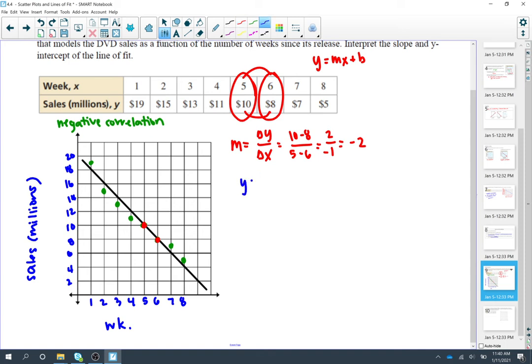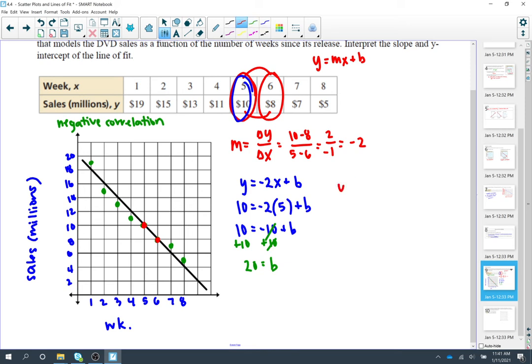Then I'm going to come back and do y equals mx plus b, which I don't know the y-intercept. In order to find that, I'm going to pick one of my points. So the point I'm going to pick is 5, 10, and I'm going to substitute it in. y is 10 equals negative 2 times x, which is 5, plus b. That's going to be 10 equals negative 2 times 5 is negative 10 plus b. Then I'm going to add 10, which is going to give me 20 equals b, which is then going to get me y equals m, which we know is negative 2, x plus b, which is 20, which is the equation of my line of best fit.